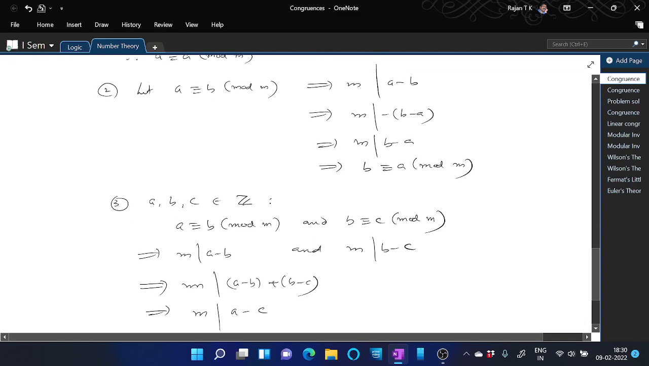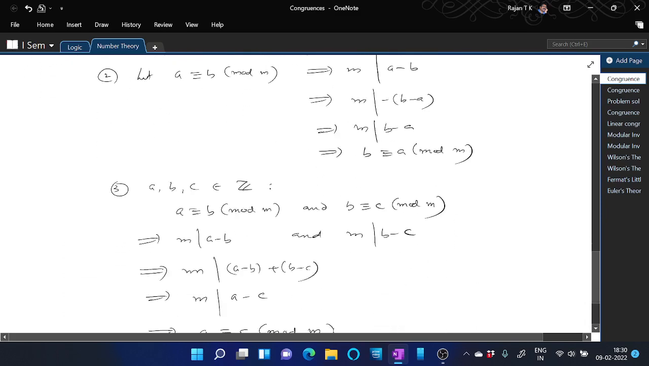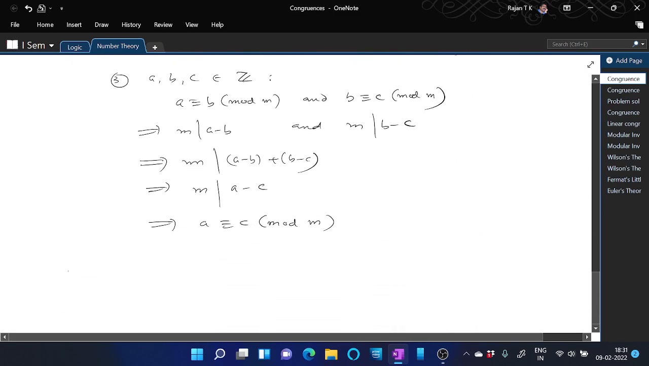Thus, the congruence relation defined on the set of integers satisfies all the three properties: reflexive property, symmetric property, and transitive property. And hence we can say this congruence relation is an equivalence relation.